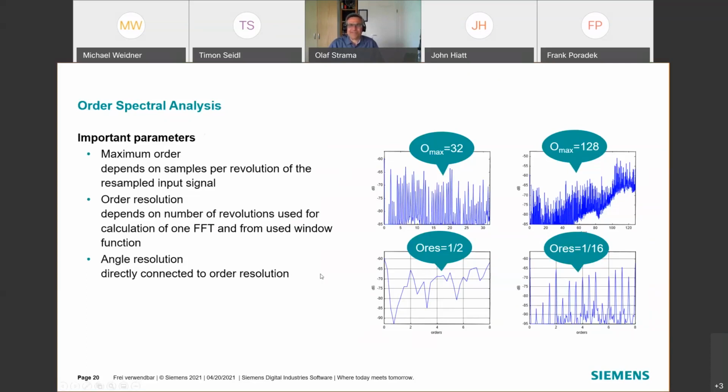But this is a physical thing. This is not caused by the ANOVUS system. It is caused by the physics behind it.